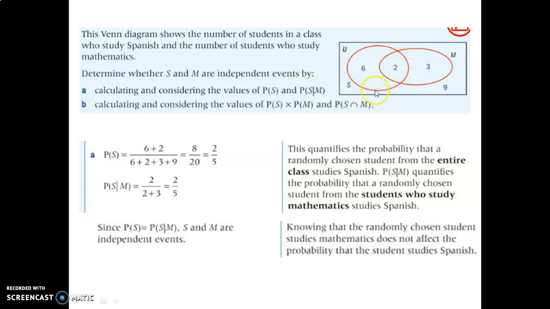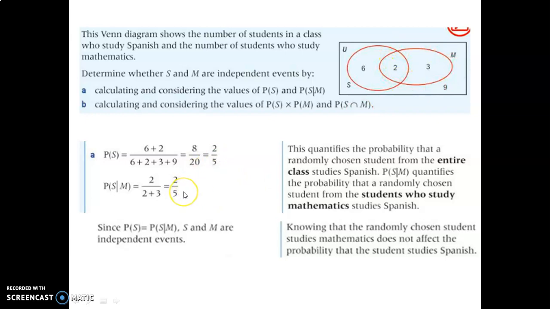So probability of S is this whole circle, 8 out of the total, which is 20. 8 out of 20, which reduces to 2 over 5. And then probability of S given that M has occurred. So now we're looking at the S portion within the M circle only. So here's the M circle given that M has occurred, see? And then the S portion is this. So 2 out of 5.